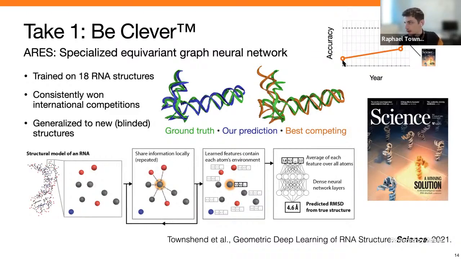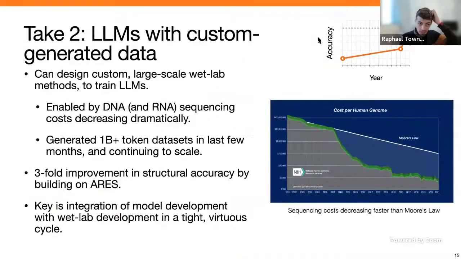In this case, what I'm showing in the top right is a rough measure of accuracy over time. Very simply, the science paper represented an initial inflection point. However, the problem was far from solved at this point. What we realized is that the key to making further progress was, in some ways, the bitter lesson of more data, more compute, and these large language models at the end of the day. And so the second take was basically these LLMs with this custom generated data.